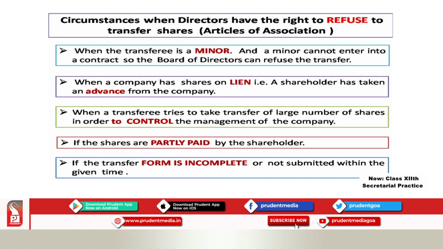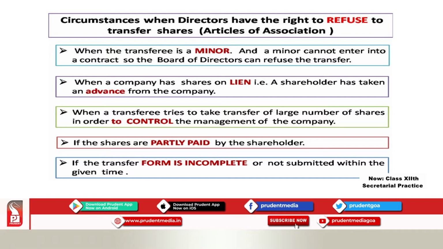The third reason is when a transferee tries to take transfer of a large number of shares. For what reason? To control the management of the company. There are people who do this. They try to buy up the shares of the company in order to get control of the management of the company. So when the directors realize this transferee is doing this because he wants control of the management, they will refuse to transfer shares.